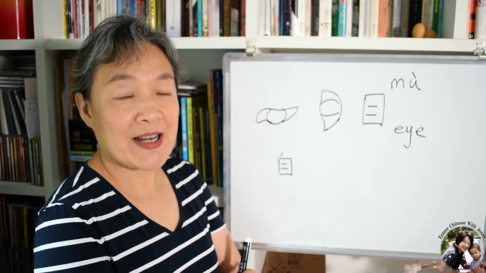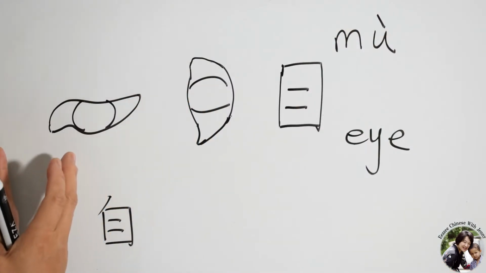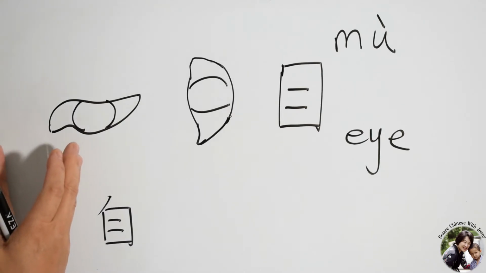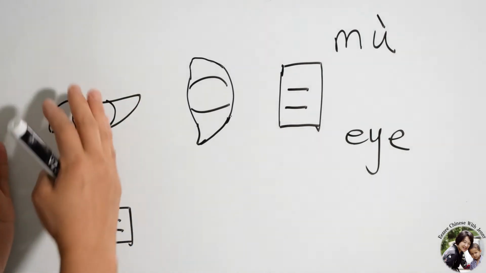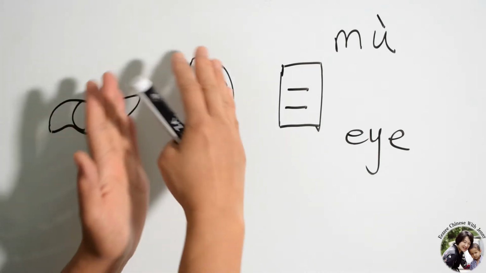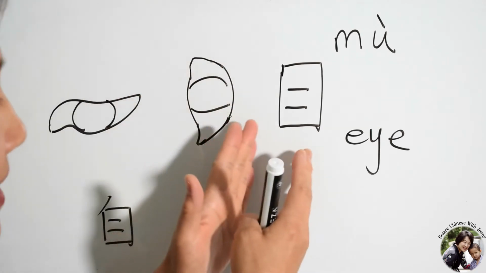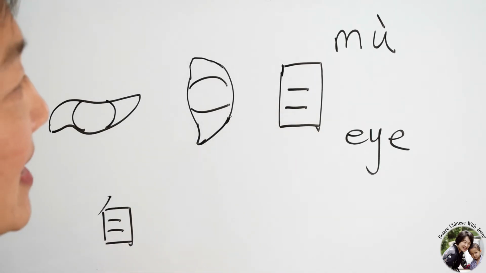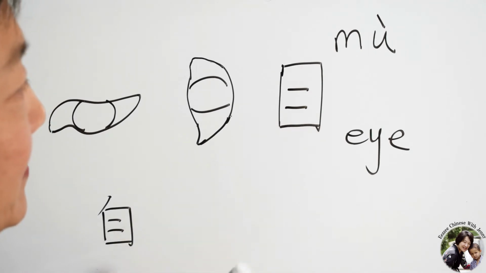Okay, next character. This character from this drawing, this image, I think is not difficult that you can identify. It is an image of an eye. At the beginning, this eye was drawn horizontally, and at a certain time it evolved and became vertical like this, and then currently it is written like this. Pronunciation is mu, the fourth tone. It means eye.